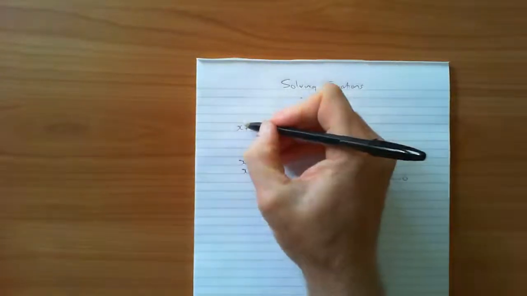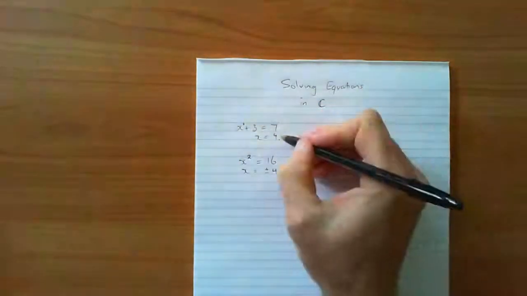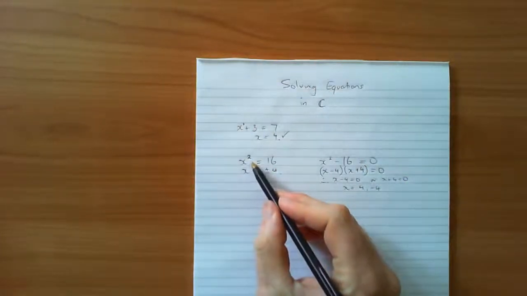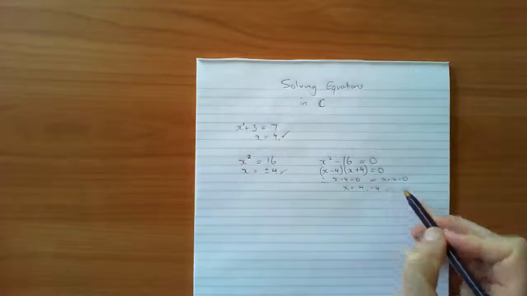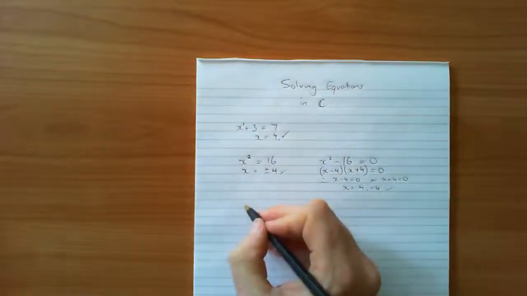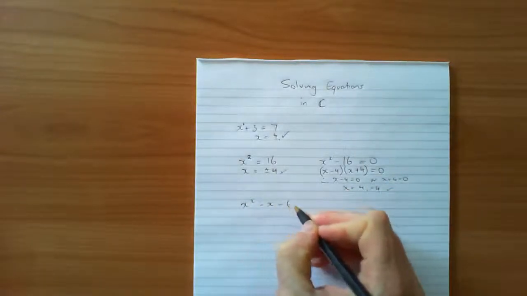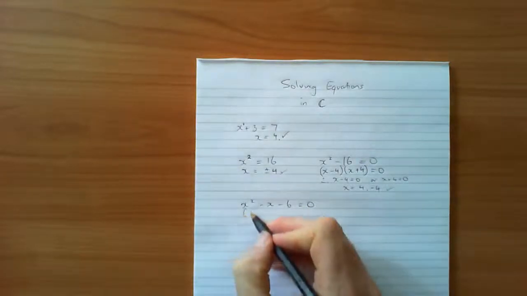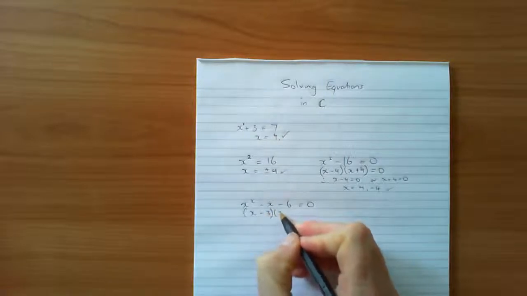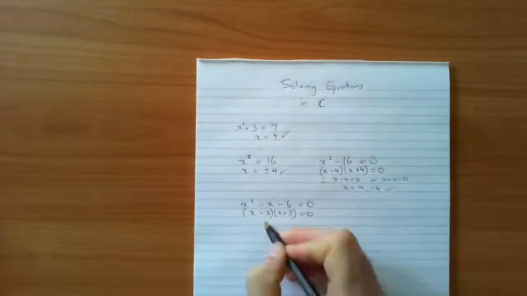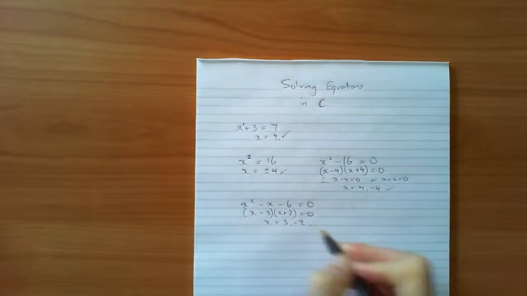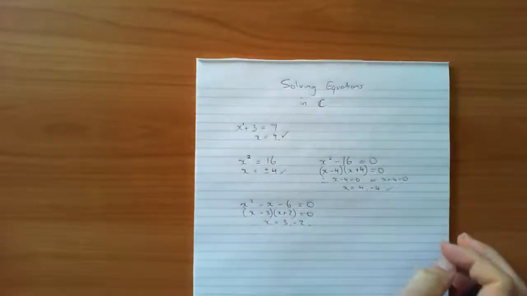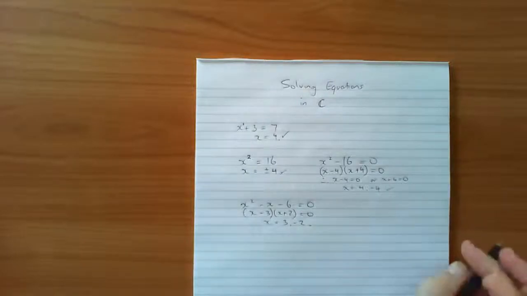So in this example here, it was a linear equation, so we had one solution. In this question here, it was a quadratic equation. We had two solutions. Another quadratic equation could be something like this, which we've seen a few times. x squared minus x minus 6 equals 0. We factorize it. x minus 3, x plus 2 equals 0. x equals 3 or negative 2. So that's how we've solved equations up until this point.